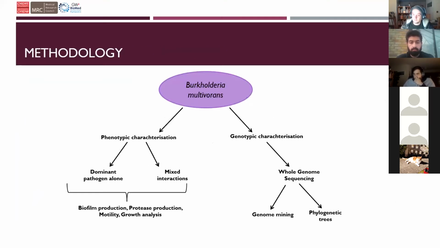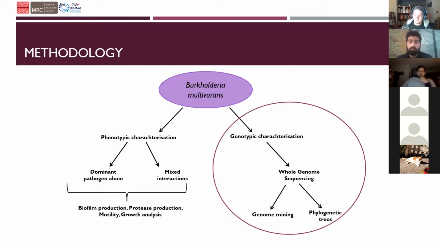So I have two sort of arms of my research. One is phenotypic characterization, so looking at things mainly in the lab, looking at the pathogen alone and then when mixed with other pathogens. These are different assays looking at its motility, its biofilm formation, protease production and more. What I'll be talking about today is the genotypic characterization. This is using whole genome sequencing with phylogenetic trees and genome mining.